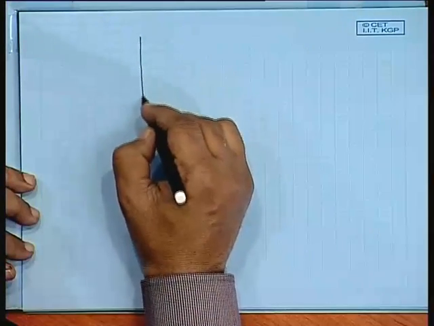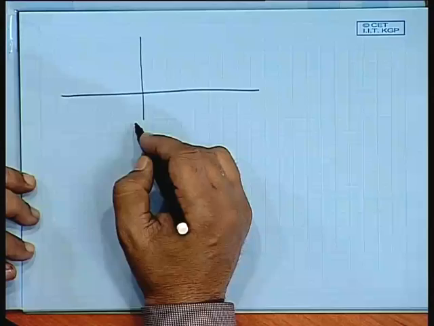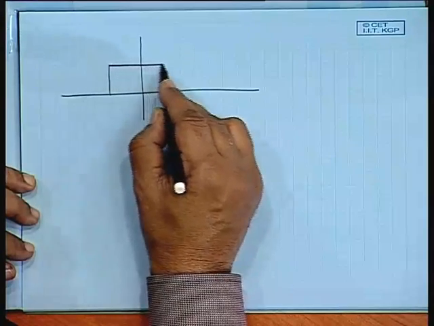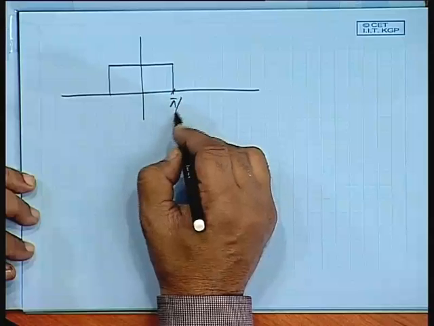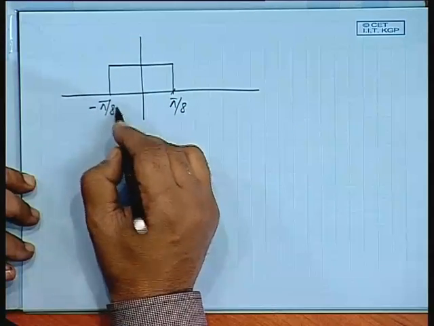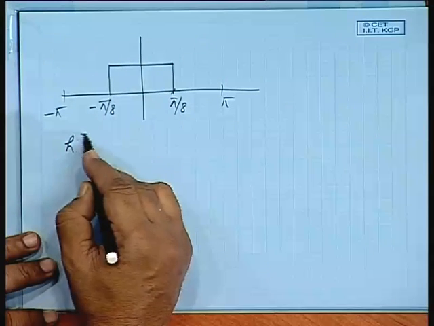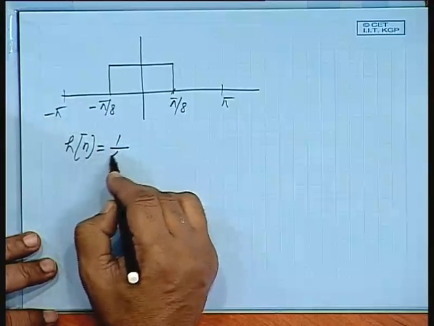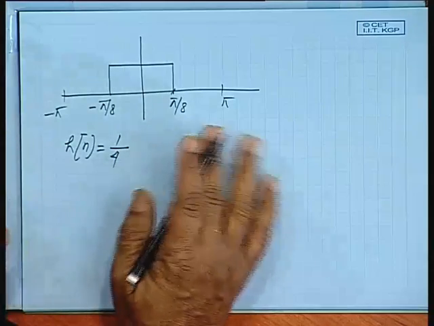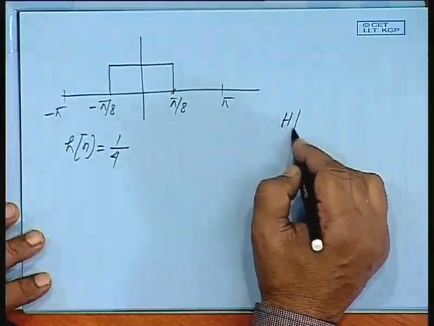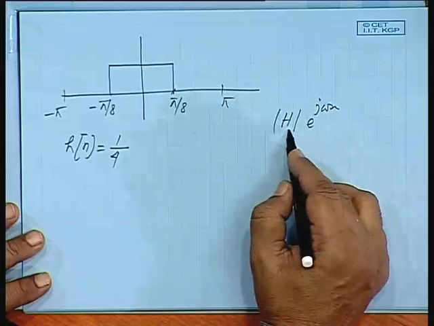So, we shall now consider a function where this is pi by 8, minus pi by 8, and this is pi, minus pi. So, you compute h n. Suppose you do not give any shift to start with, you just integrate the magnitude times e to the power j omega n, as if its phase is 0.